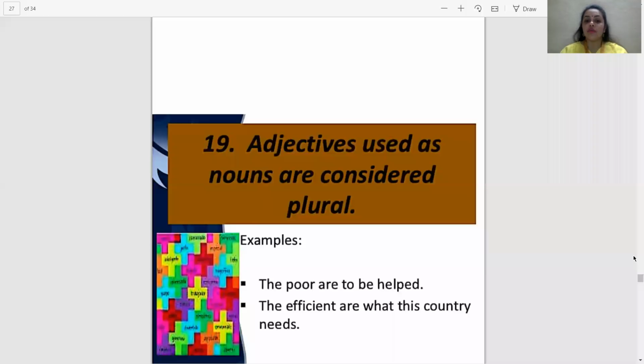19. Adjectives used as nouns are considered plural. Now, adjectives used as nouns. What does that mean? You might have heard, for example, table, fan, laptop, desktop. So here, lap is a noun, desk is a noun, but here this noun is being used as an adjective.